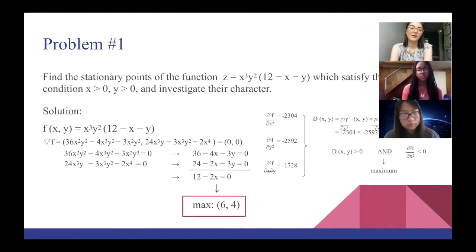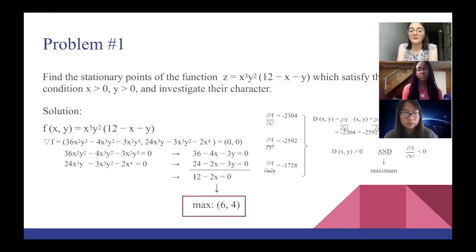In this particular situation, we can find the gradient of the function, which means we're finding the derivative with respect to x and then the derivative with respect to y as two separate functions to create a vector field. You can see we take the derivative with respect to x, and that's 36x squared y squared minus 4x cubed y squared minus 3x squared y cubed.